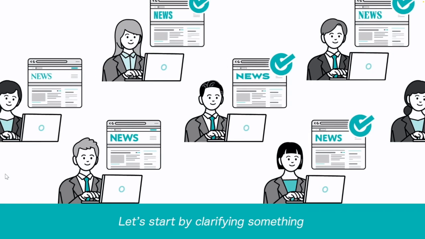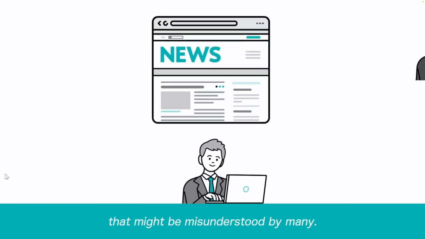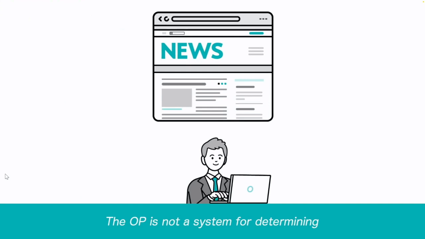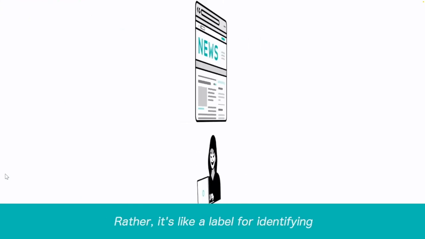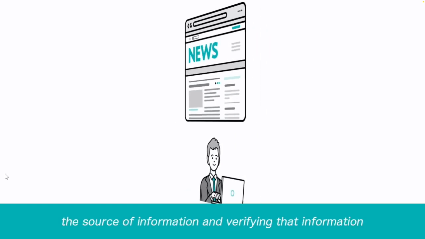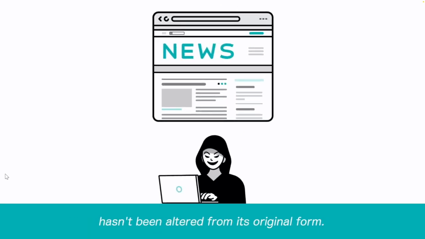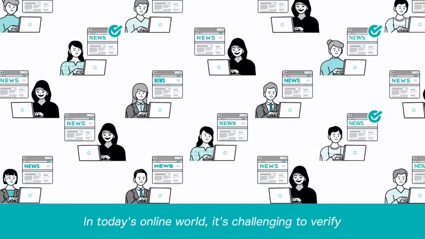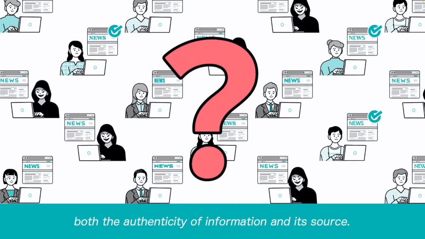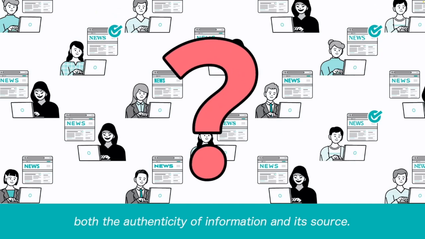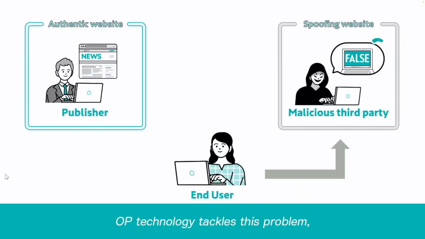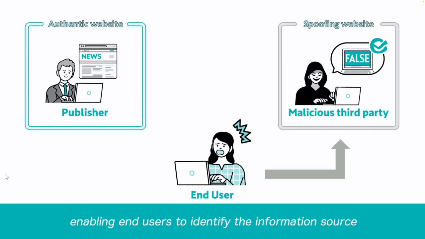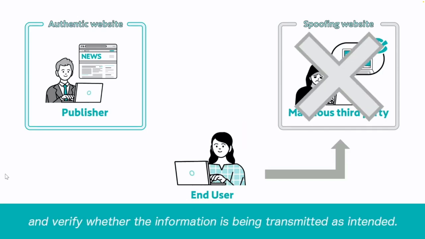Let's start by clarifying something that might be misunderstood by many. The OP is not a system for determining whether information is true or false. Rather, it's like a label for identifying the source of information and verifying that information hasn't been altered from its original form. In today's online world, it's challenging to verify both the authenticity of information and its source. OP technology tackles this problem, enabling end users to identify the information source and verify whether the information is being transmitted as intended.